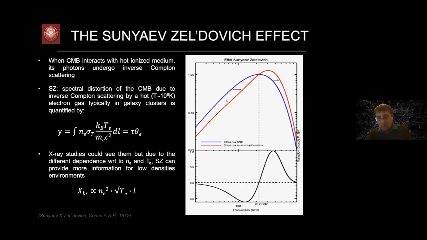So the same hot, relativistic electrons can be studied not only with the Sunyaev-Zeldovich effect, but also with the Bremsstrahlung emission. However, the Bremsstrahlung emission depends on the square of the electron density and on the square root of the electron temperature. Again, this is integrated along the line of sight. So the difference in dependence with respect to the Sunyaev-Zeldovich effect has allowed many analyses, for instance, determination of the distance of the galaxy cluster, determination of the Hubble constant, and so on and so forth. In addition, this is an effect that allows you to study galaxy clusters down to lower density.